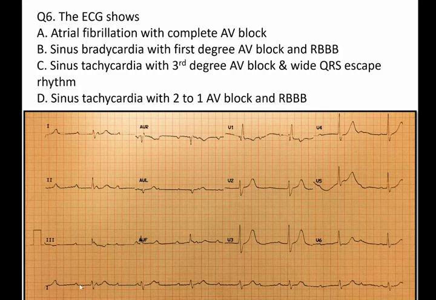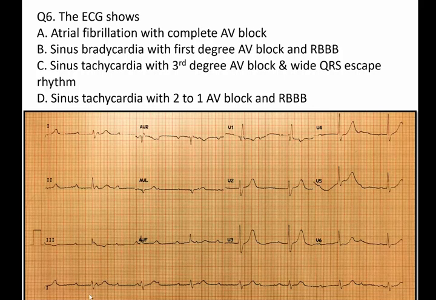Now, if you look at the apparent PR intervals, they are constant. They are not constant. They are changing from beat to beat. So this cannot be second degree type 2 or 2 to 1 block. It could either be Wenckebach or it could be third degree AV block.